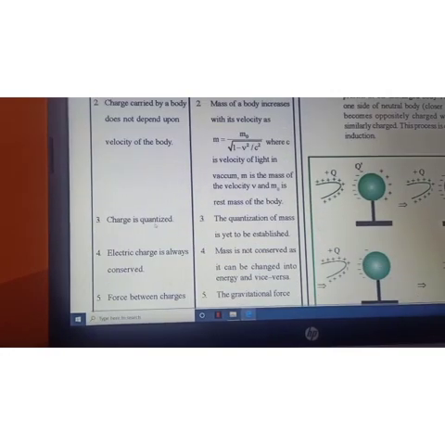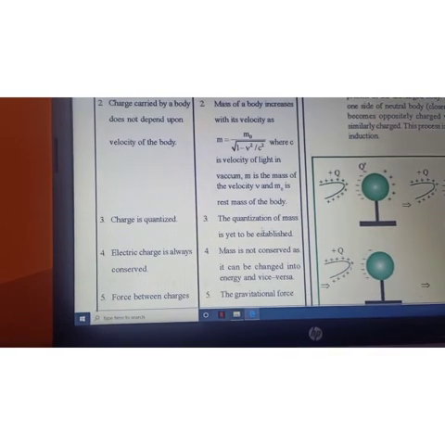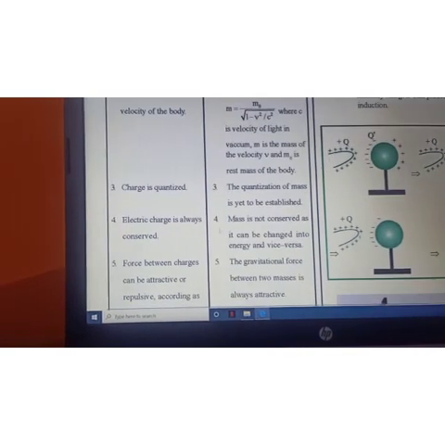The next comparison: charge is quantized. As we know, Q equals n e, that is, charge always resides in integral multiples of the least value of electronic charge, that is 1.6 into 10 to the power minus 19. This is the least value. So charge is quantized, but the quantization of mass is yet to be established.